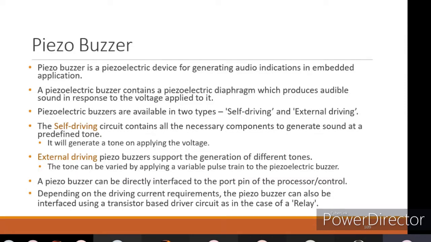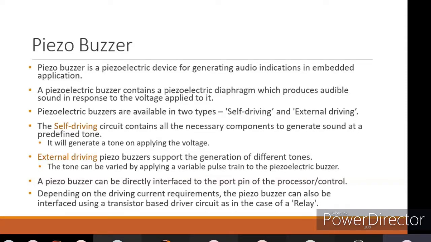The piezo buzzer contains a piezoelectric diaphragm which produces audible sound in response to the voltage applied to it. Whatever voltage we are giving to the piezo buzzer, the piezoelectric diaphragm will work with respect to that, and audio signals will be generated.